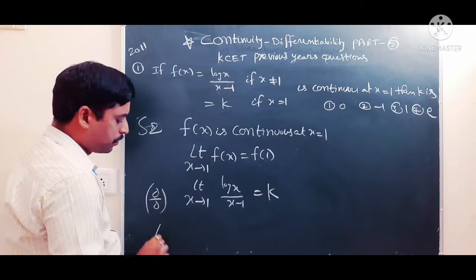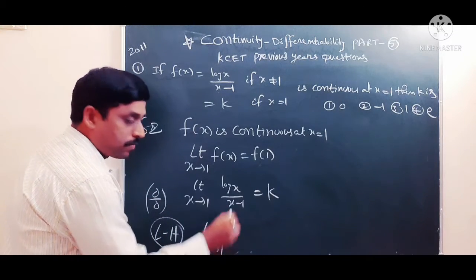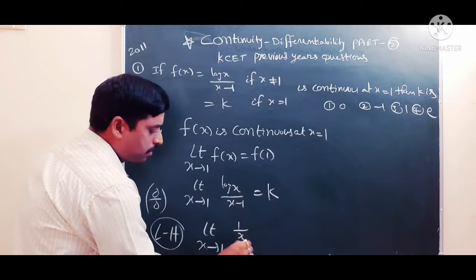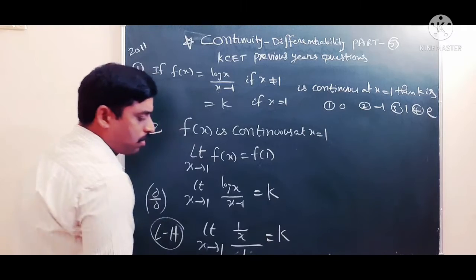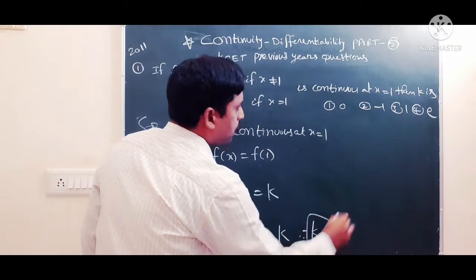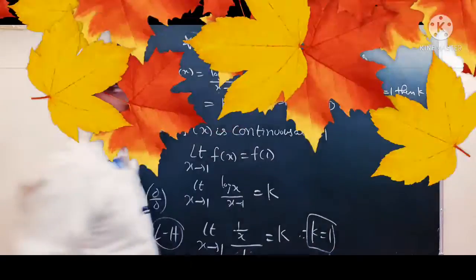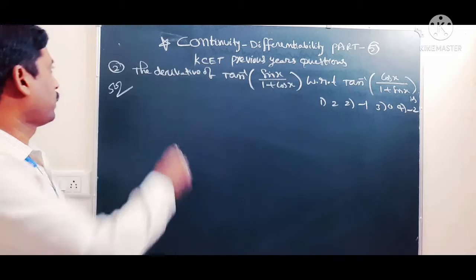So by using L'Hopital rule, limit x tends to 1. Derivative of log x is 1 by x. Denominator x minus 1 derivative 1 is equal to k. Now put expression 1. This value will be k is equal to 1. So third option is correct. Let us go to the next problem. This is from 2011.